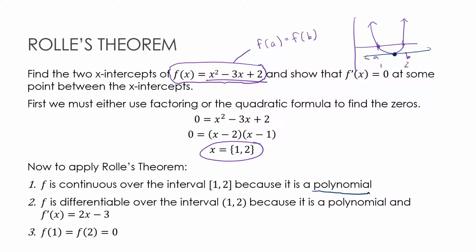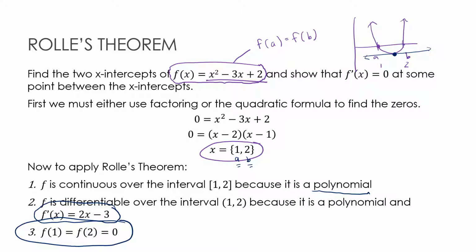f is continuous because it's a polynomial, and it's differentiable, again, because it's a polynomial. It's continuous, it's smooth, there's never going to be a point where I'm not able to find the derivative. In fact, I have found the derivative, which is f prime of x equals 2x minus 3, and that's just a nice linear function. So there are no points at which the derivative is undefined in that interval. The last thing I have to show is that f of A is equal to f of B. Remember, this is A, this is B. So f of 1 is equal to 0 and f of 2 is equal to 0. This is typically how we write it: f of 1 equals f of 2, they both equal 0.